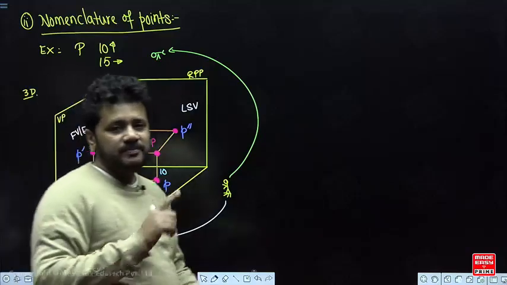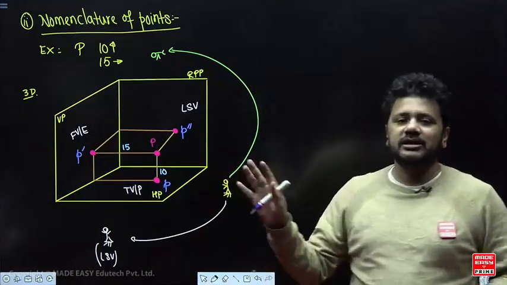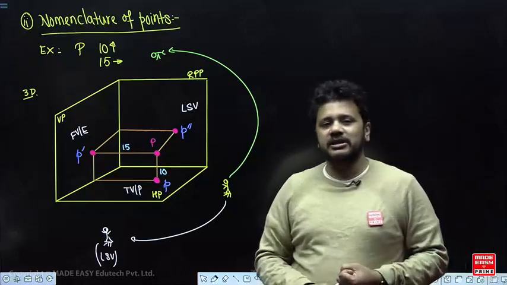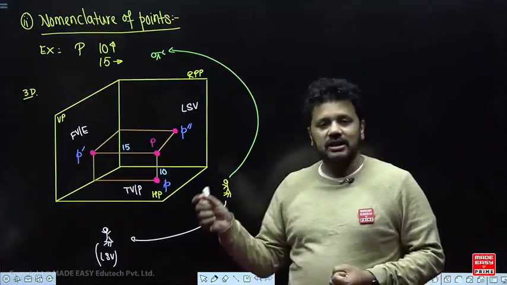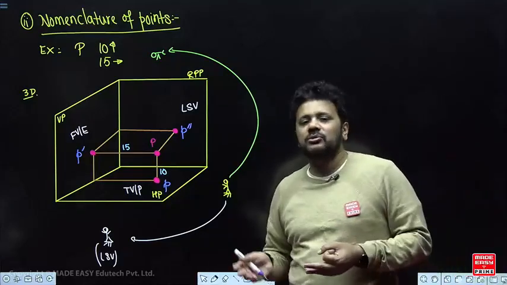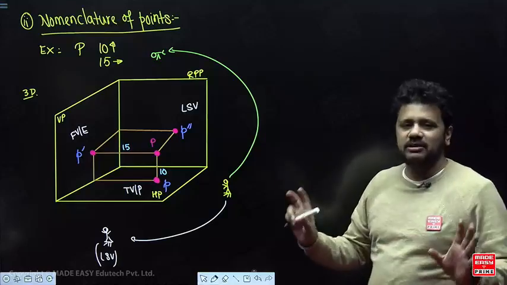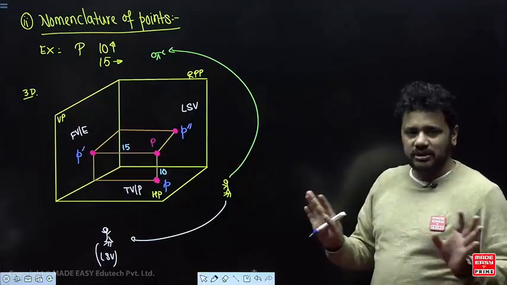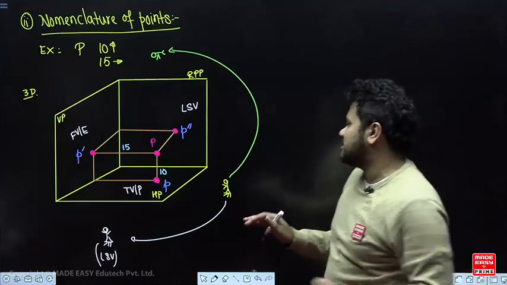So nomenclature means what? The actual point is shown by the capital letter. Anything you project on the vertical plane is shown by a small letter with a dash. Anything you project in the horizontal plane is represented by a small letter, and anything you represent in the profile plane is represented by a small letter with a double dash. I will make you write all of this, don't worry. So just understand these things.